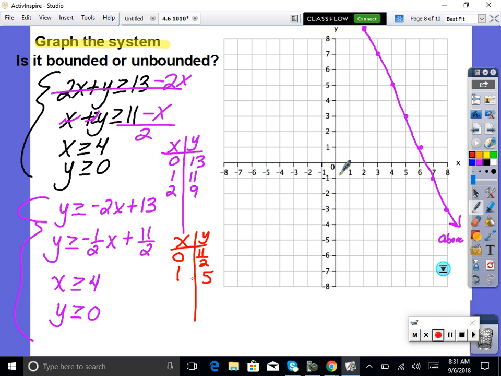Let's start at that point, how about? Over 1 up 5 units. And now we can just continue with the slope. So down 1 over 2, down 1 over 2. And then solid line. Is it above or below? I'm going to write it right here.